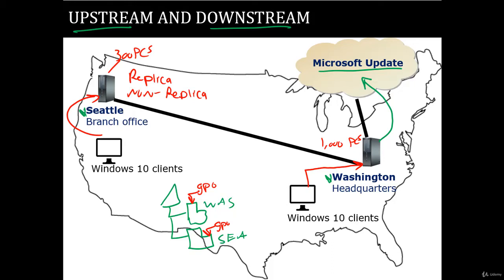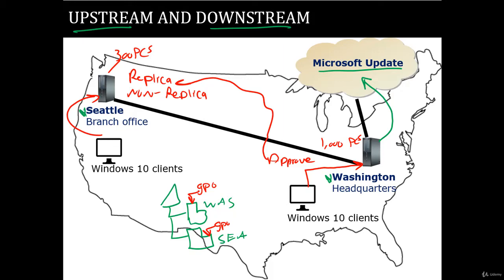If that's true, my WSUS in Seattle, I will configure as a replica WSUS. That simply means in Washington, if I approve an update, that update replicates down and it's already approved. So effectively in Seattle, this is an unmanaged WSUS. It's really a distribution point if I were to make it a replica. It just eliminates these 300 computers from crossing the WAN link to talk to the WSUS in Washington.